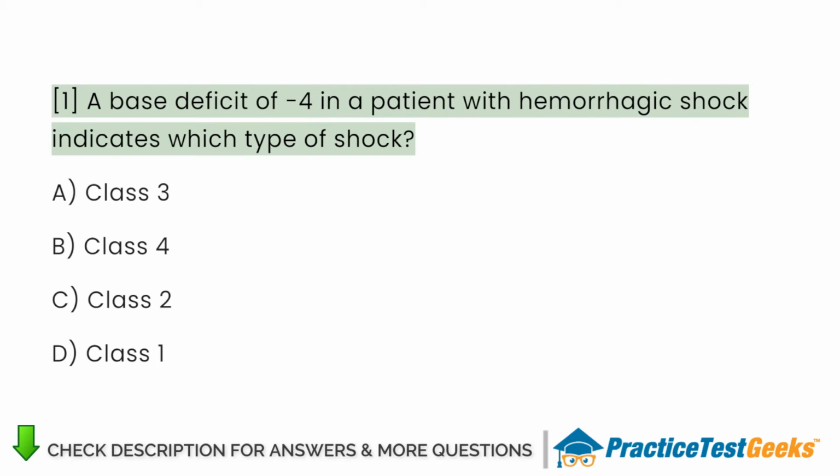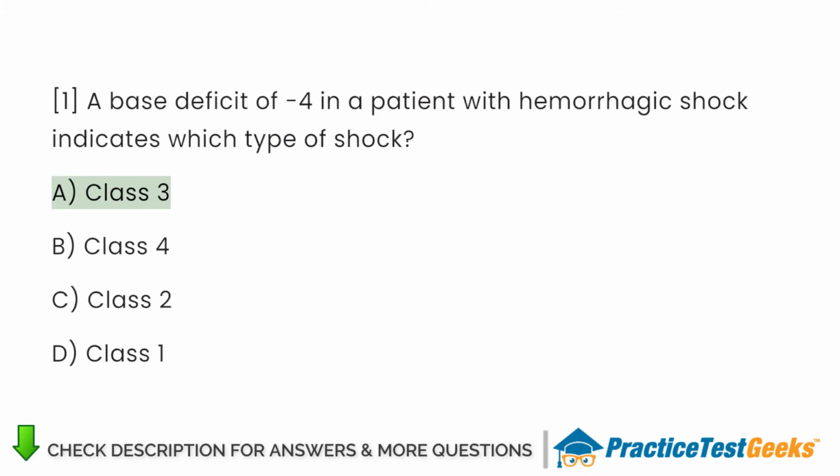A base deficit of -4 in a patient with hemorrhagic shock indicates which type of shock? A. Class 3. B. Class 4. C. Class 2. D. Class 1.